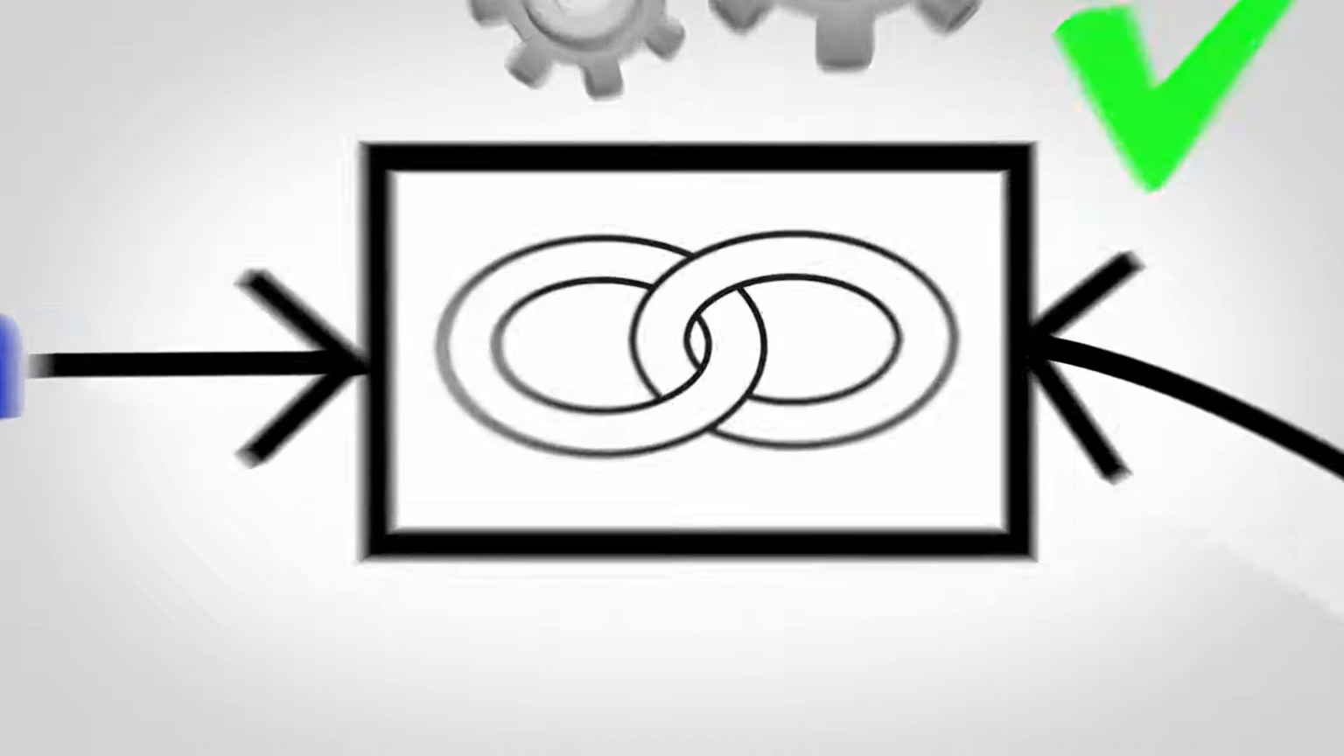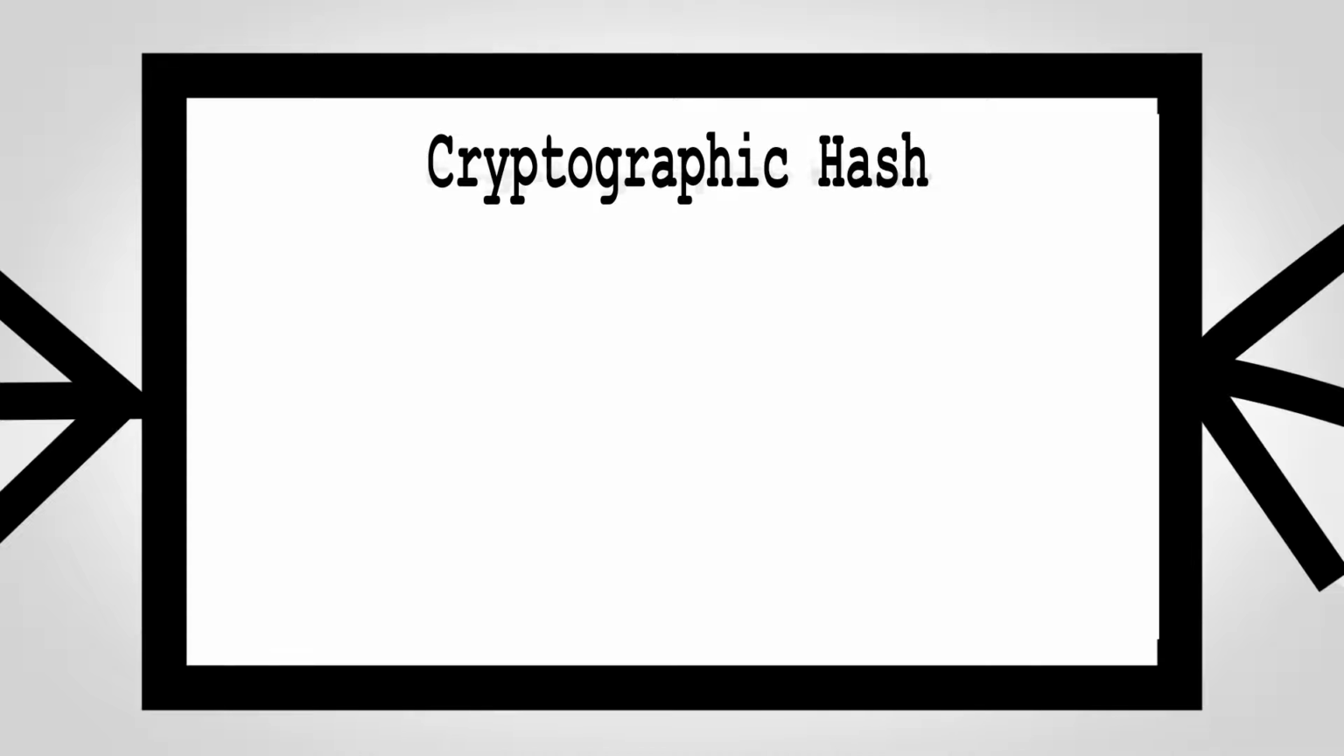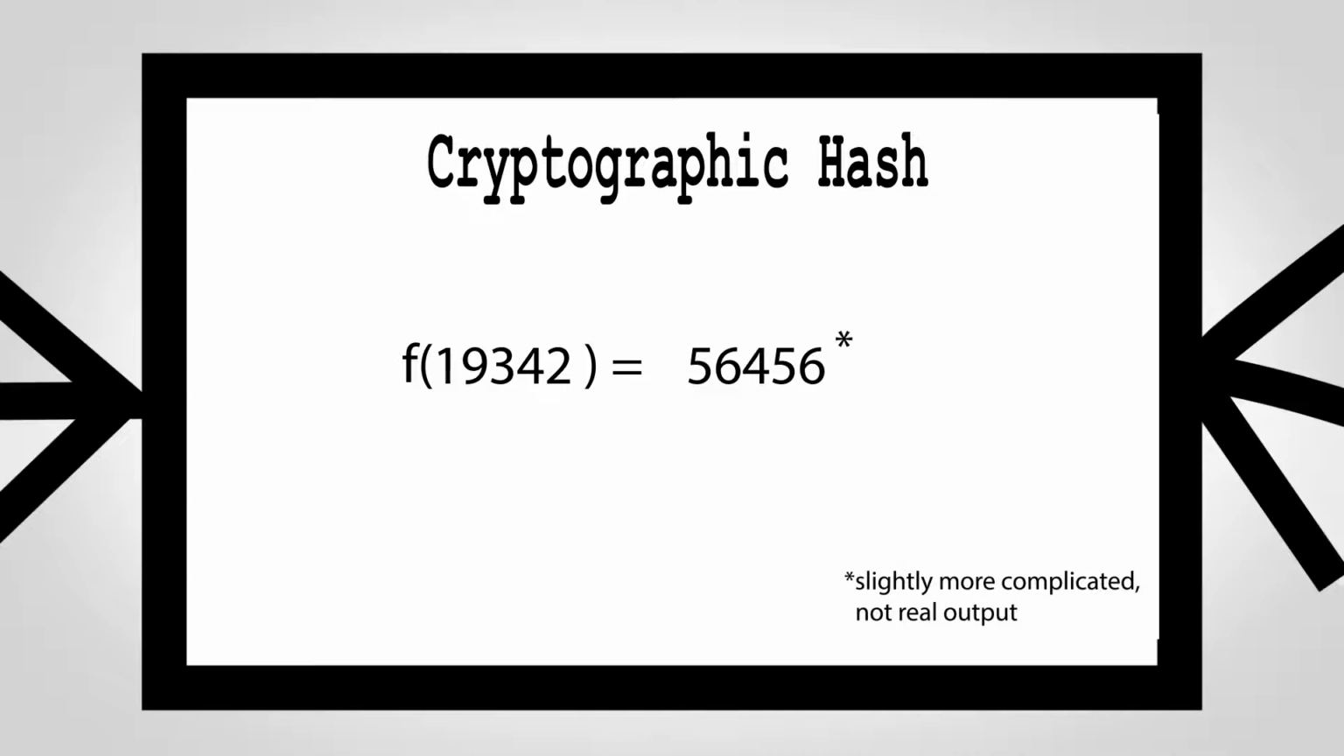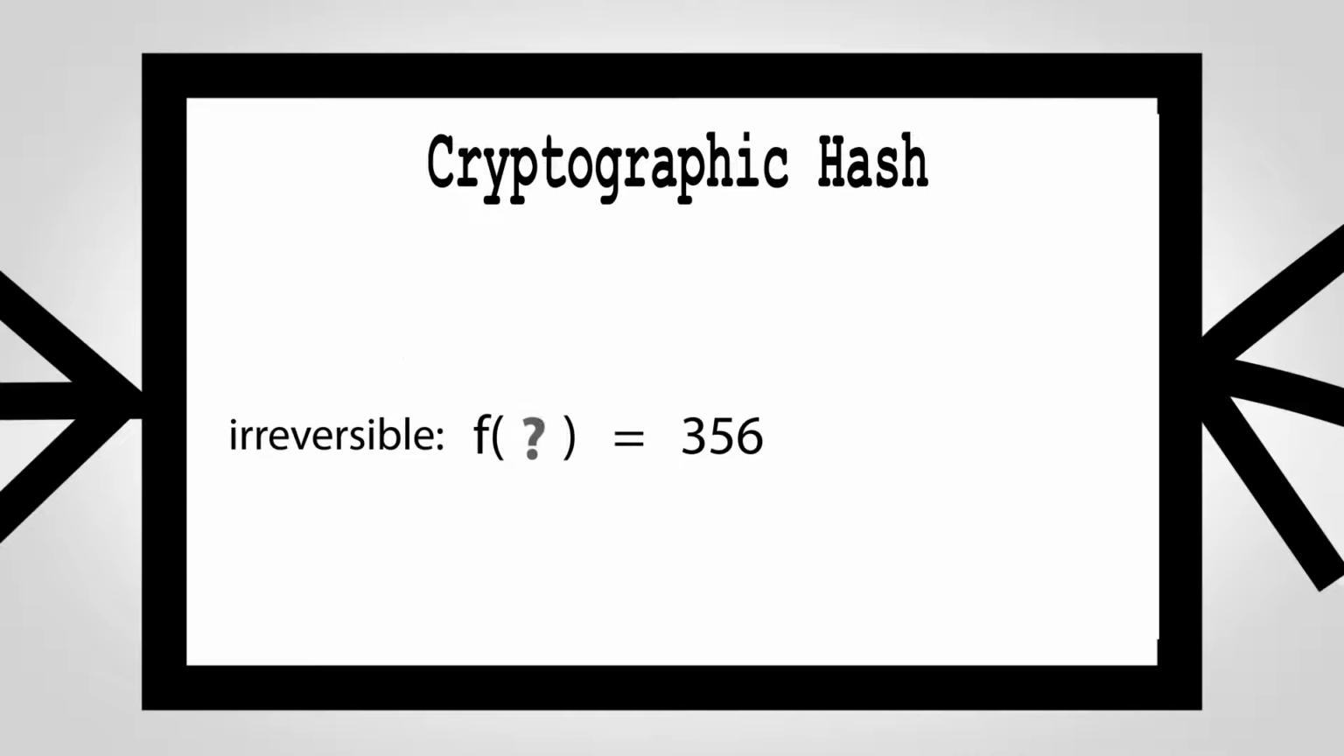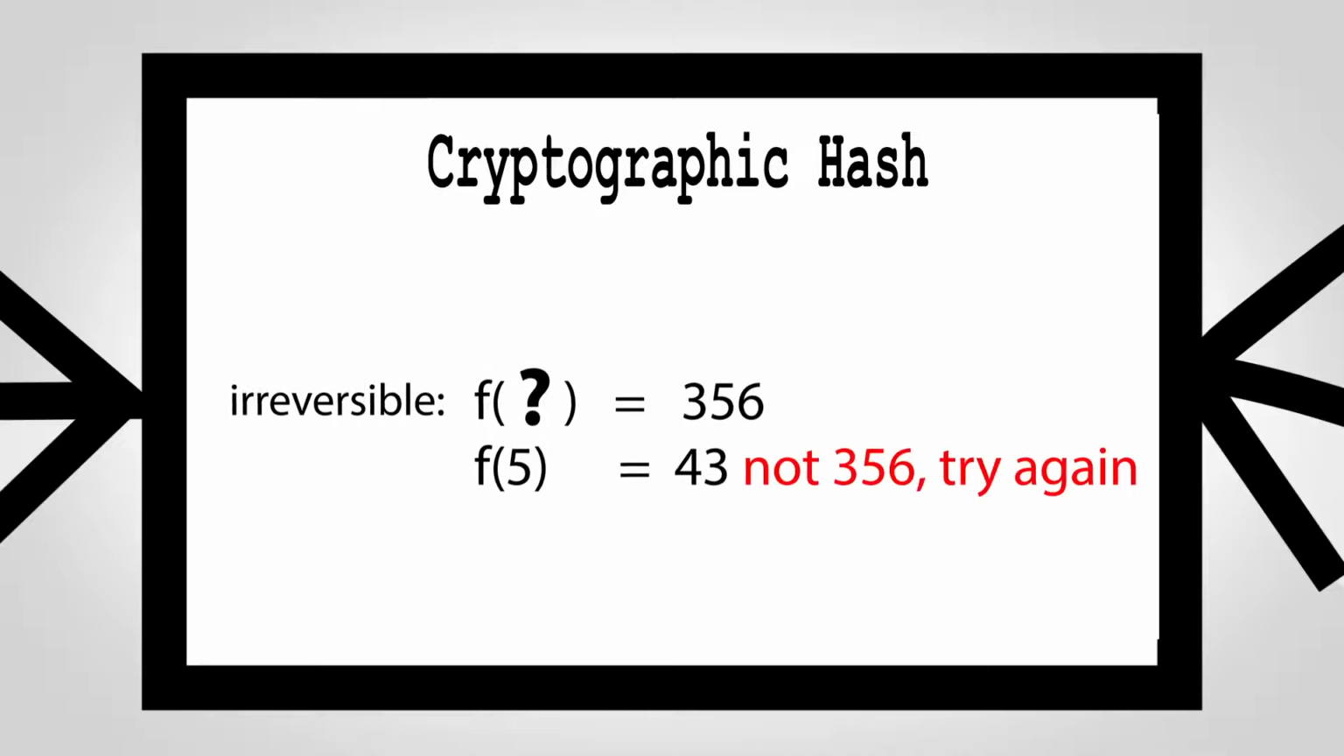So what's this linking problem? It's based on a special function called a cryptographic hash. As scary as this sounds, it just mixes up its inputs and spits out a number, but it's special because it's irreversible. There's no easy way to start with an output and then find an input that generates it other than by making lots of guesses.